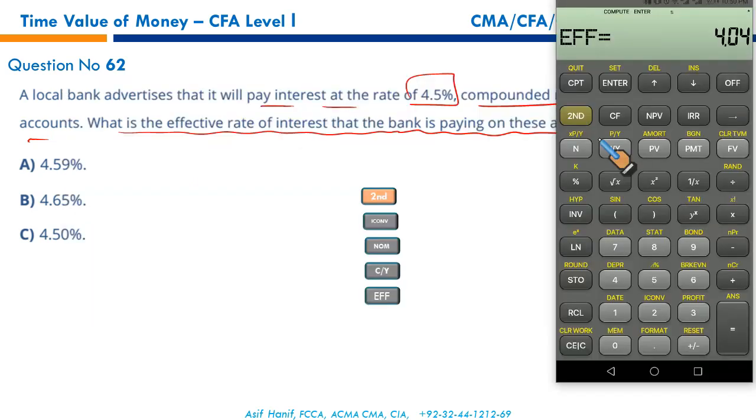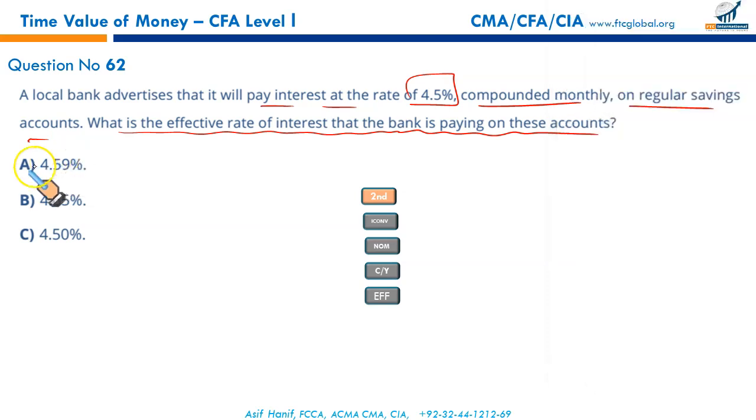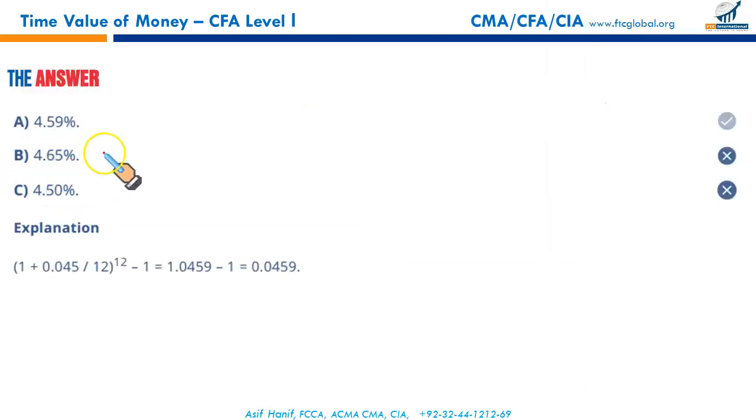Use your interest rate conversion function. 4.5, compounding is done monthly. You just need to calculate the effective rate. That's going to be 4.59. That makes A the correct option. Straightforward question, no twist whatsoever.